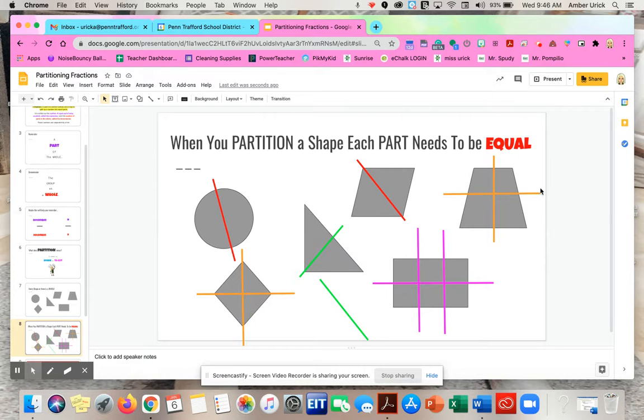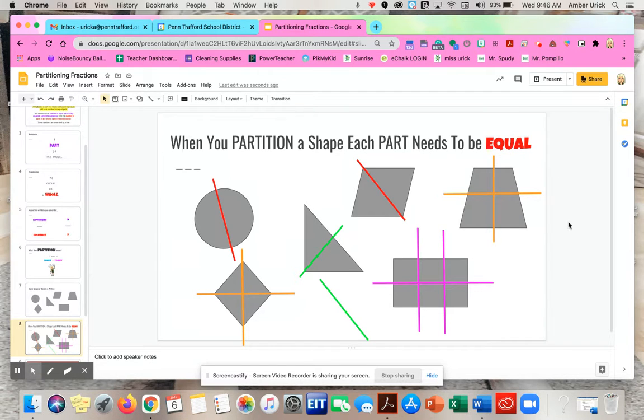How about here? The trapezoid. I made two orange lines, so I wanted to make four pieces. Did I choose wisely? Are there four pieces that are the same size and same shape? Did I partition them correctly to make fourths? That means this piece and this piece and this piece and this piece are all the same size and same shape. That means this would be 1/4, 1/4, 1/4, and 1/4.